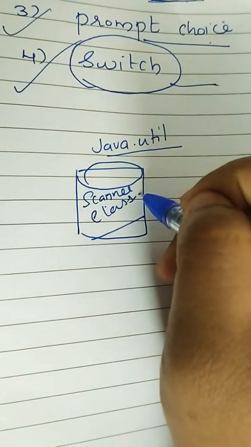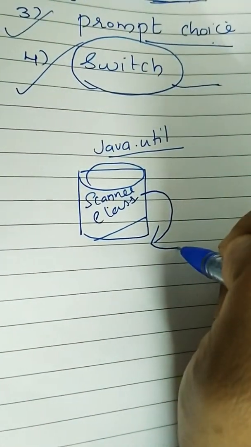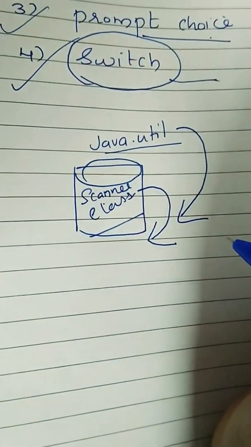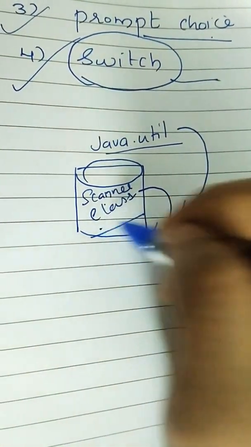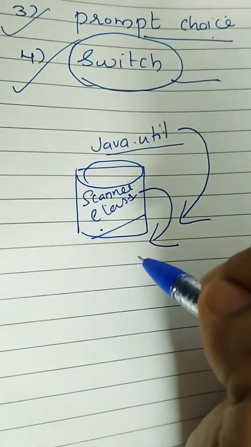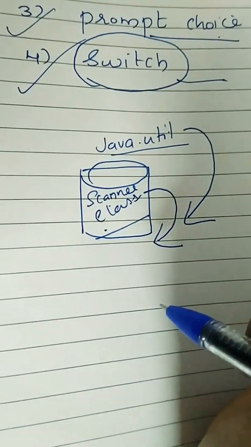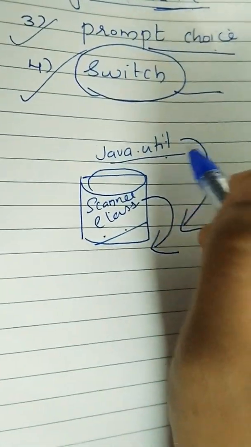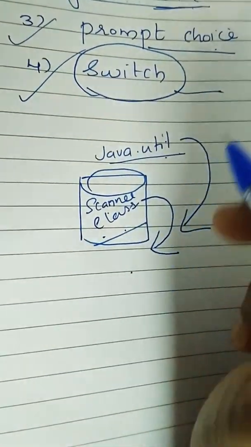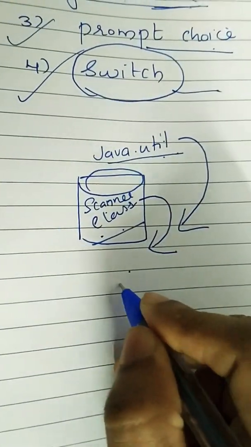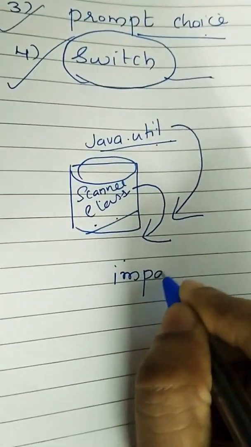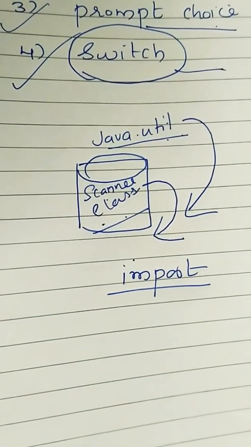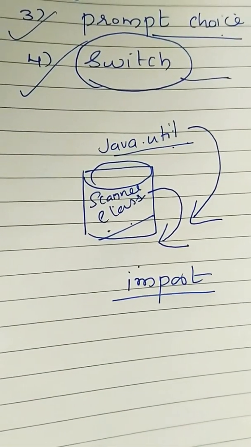So to bring the scanner class into our program, we have to bring the package into our program. Okay. To use a scanner class in our program, what do we have to do? We have to import the package in which the scanner class belongs. So scanner class belongs to which package? java.util. So we have to bring that package into our program. How will we bring it? By using the keyword import. So by using the keyword import, we will import the package into our program.